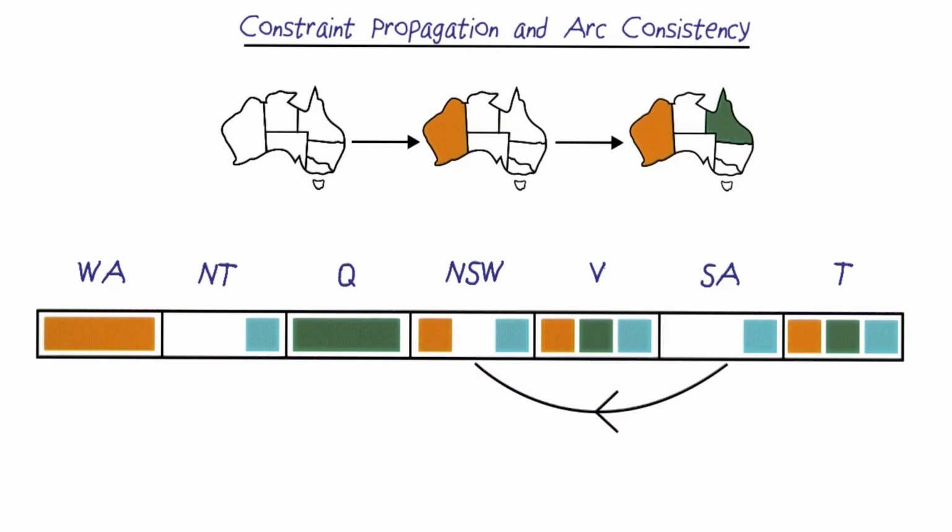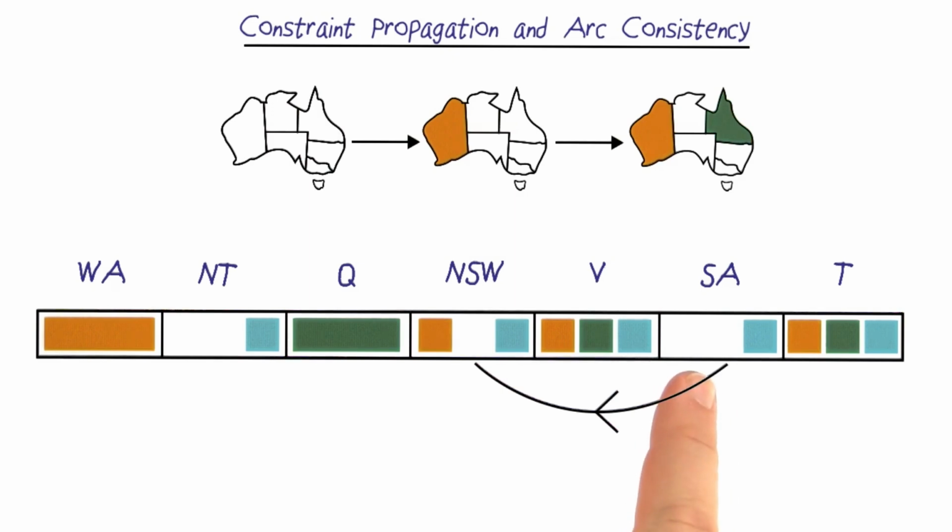Let's look at a practical example. Once we get to the stage of assigning green to Queensland, we look at all of its neighbors that are unassigned and see if the assignment of green reduces the number of colors available to them. If so, we remove that color from the neighboring region, and then look at its neighboring regions to see if we need to propagate the change onward. We keep doing this process until it terminates, or we determine that one of the regions does not have any colors left.